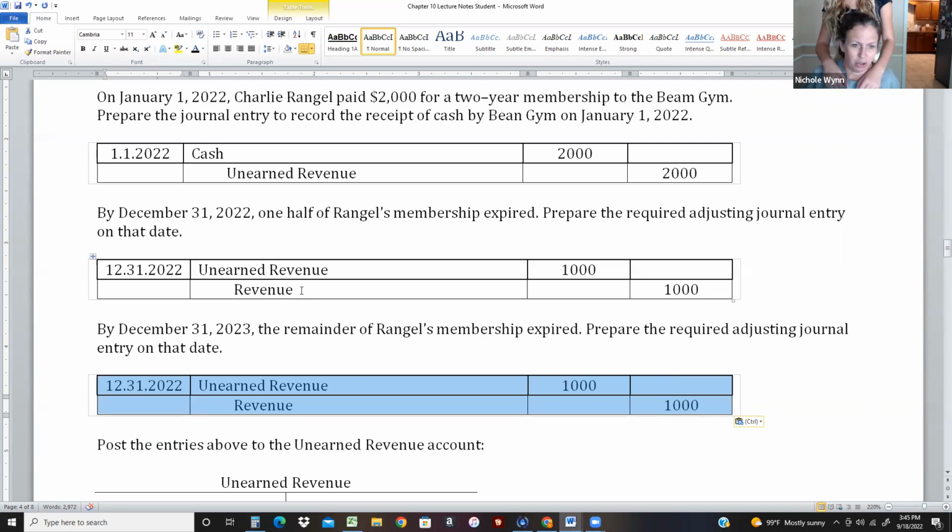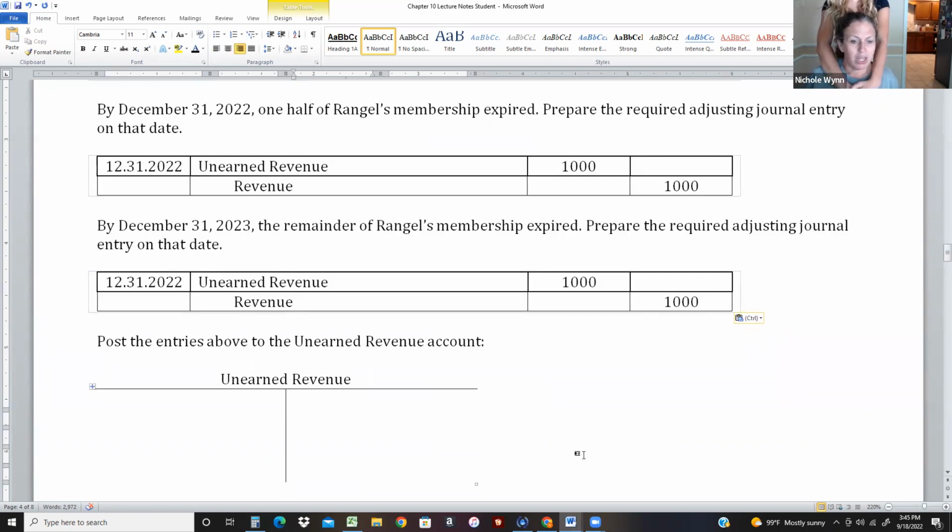So now we have earned the whole thing. Now Mr. Rangel's got to come in and give us another $2,000 to get another 2 years' worth of gym membership. So when we started this, just so you can look at the unearned revenue account a little bit, we started off by putting 2,000 in there. And then at the end of each year, we removed 1,000. So at the end of the 2-year period, the balance in unearned is 0, because now it's all earned.